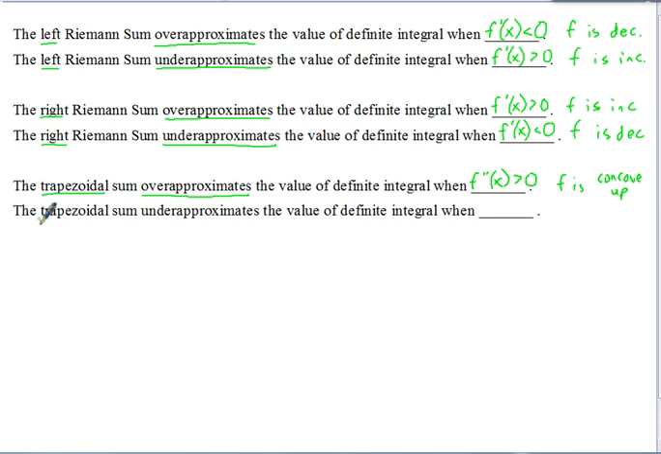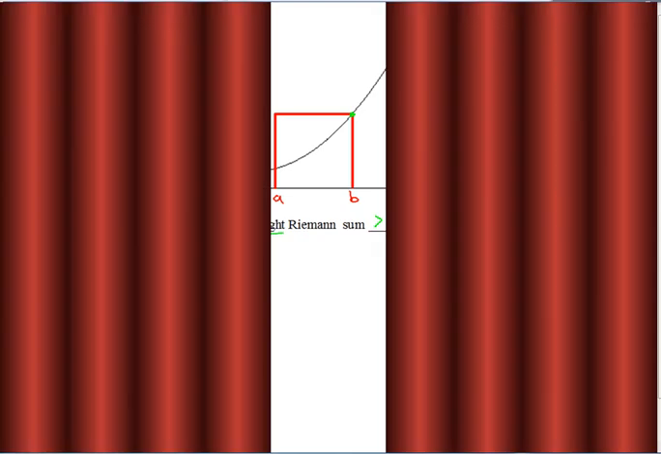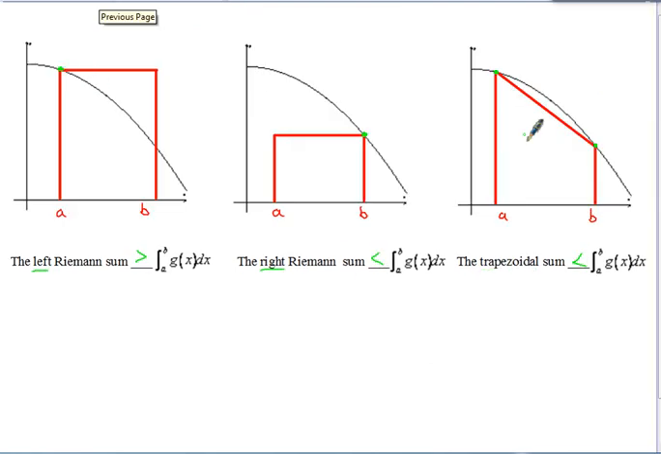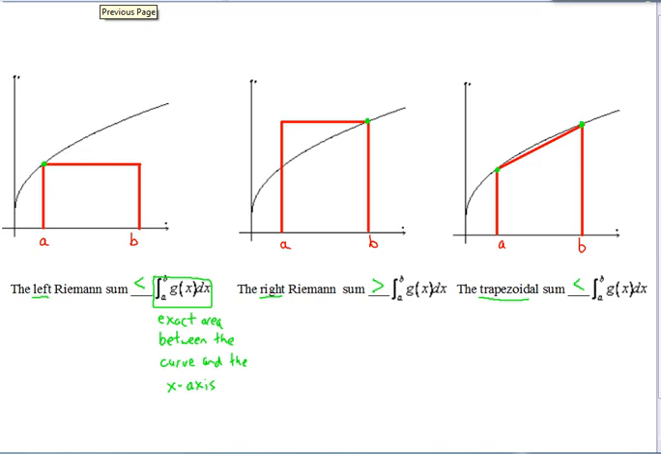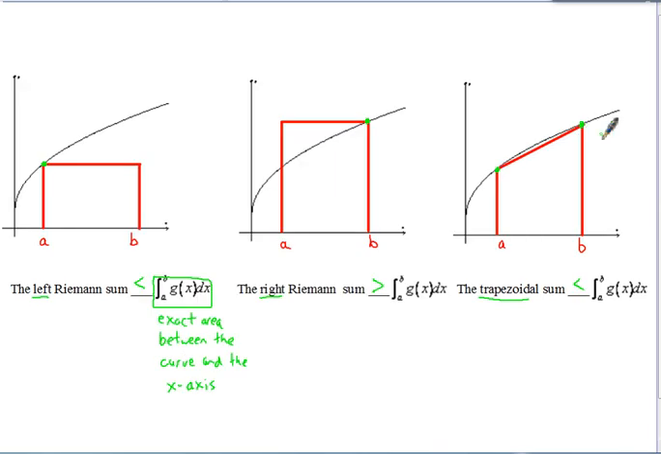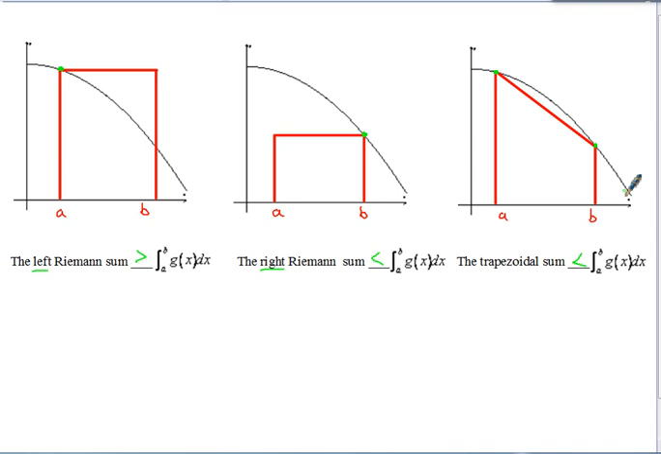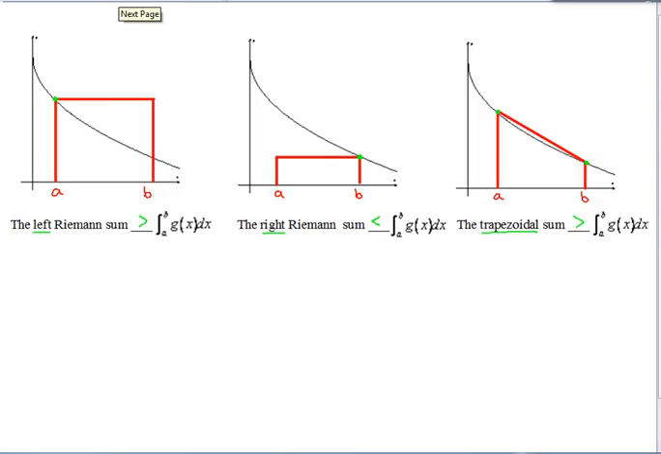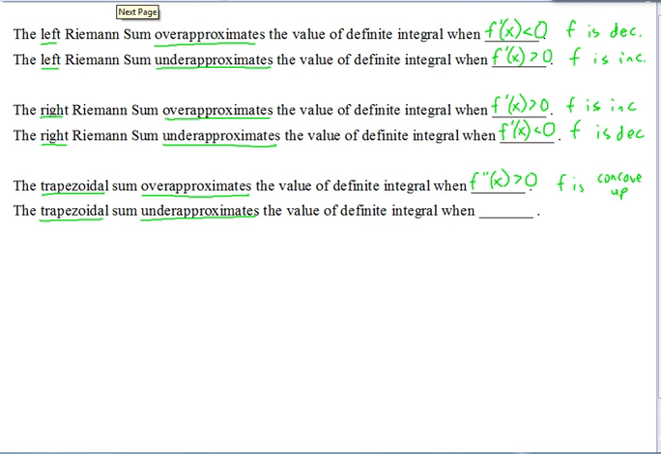And let's look at when the trapezoidal sum under approximates. Well, that would be this second graph and the first graph. Again, notice it can't be increasing or decreasing because this one's increasing, first graph, and the second graph is decreasing. But notice what these two graphs do have in common. They're both concave down, shaped like a frown. So that's what's causing the trapezoidal sum to under approximate. And this is concave down when f double prime of x, the second derivative, is less than 0.